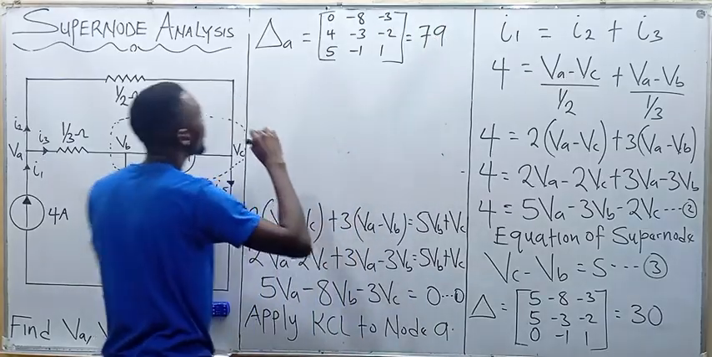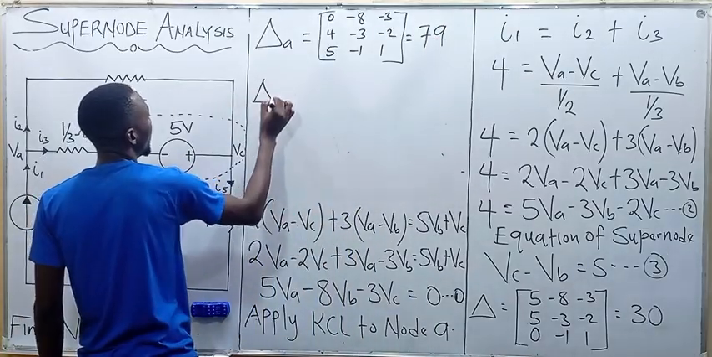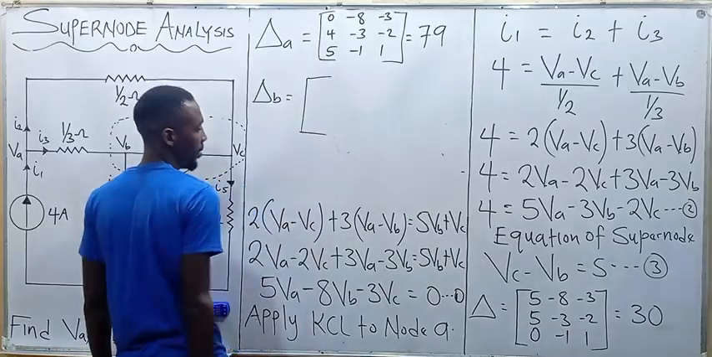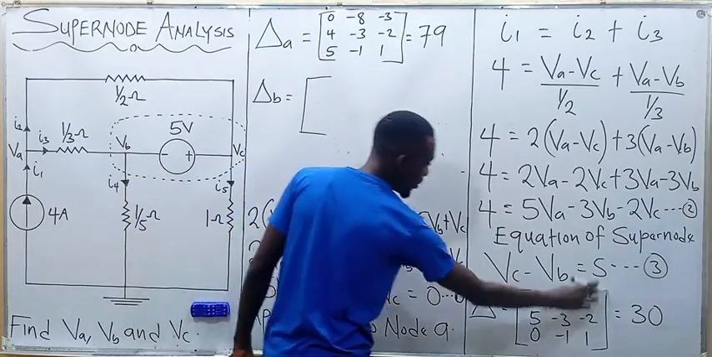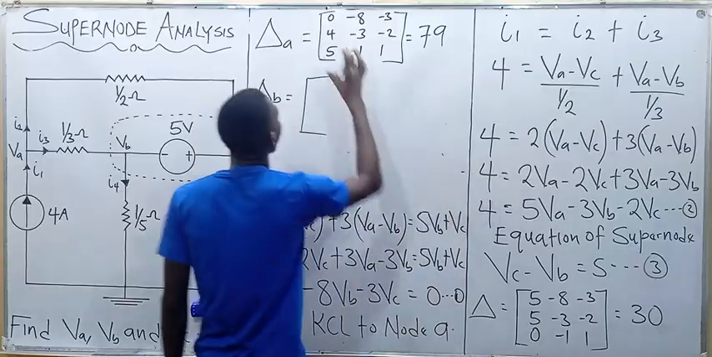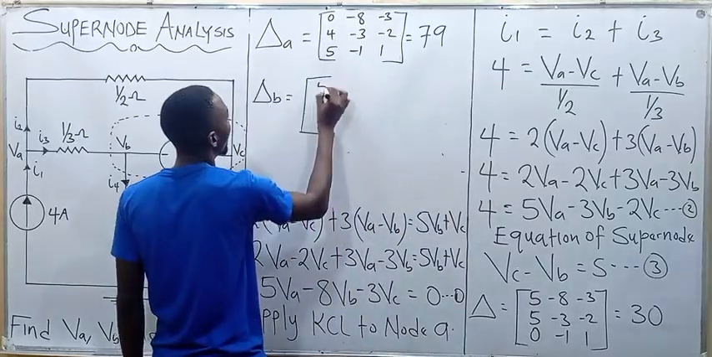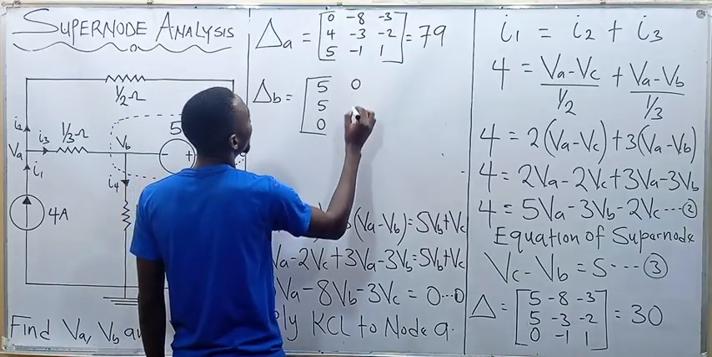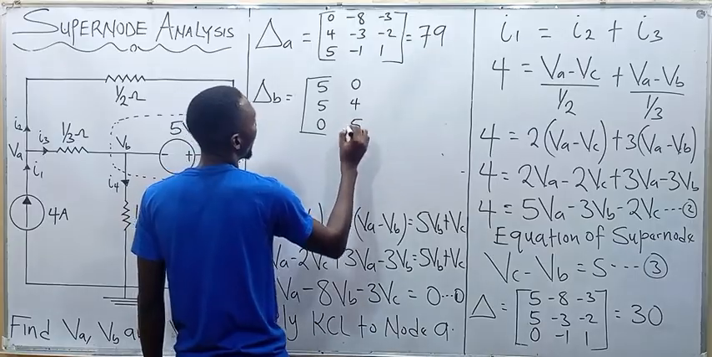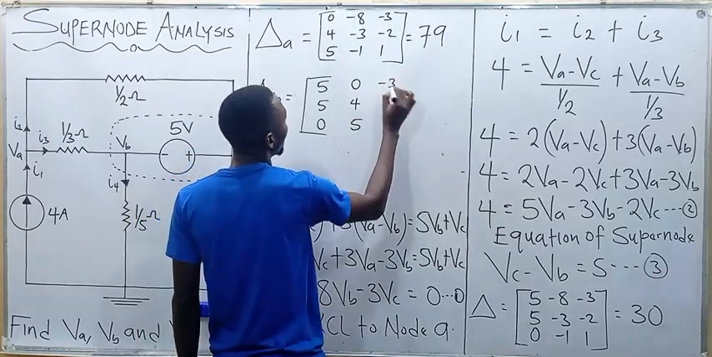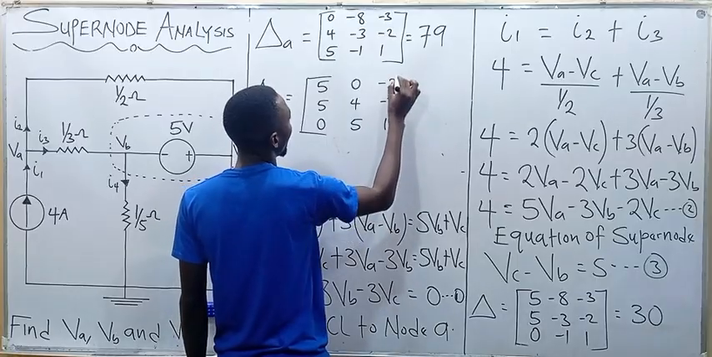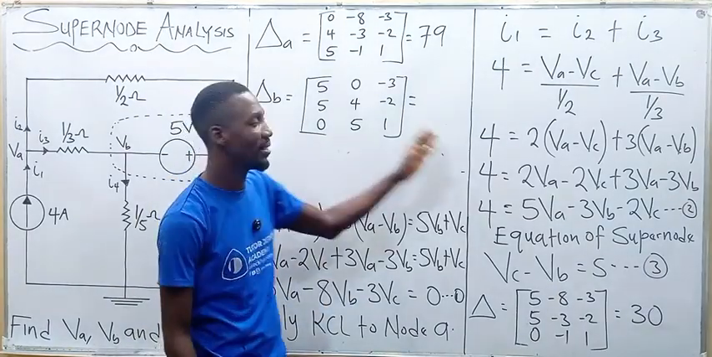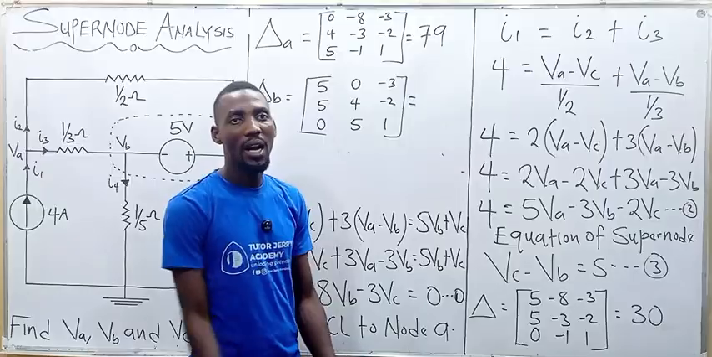All right. So let's go for the change in B. This column will remain constant. We are going to change this one. So we are going to have 5, 5, 0, then 0, 4, and 5, then -3, -2, and 1. So by the time you find your determinant, you are going to have -5.